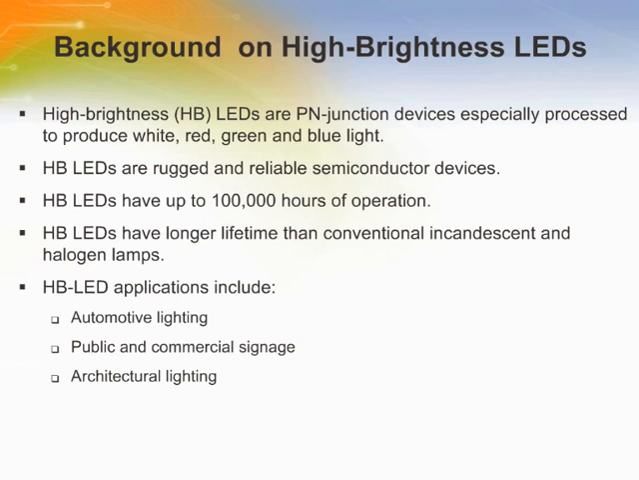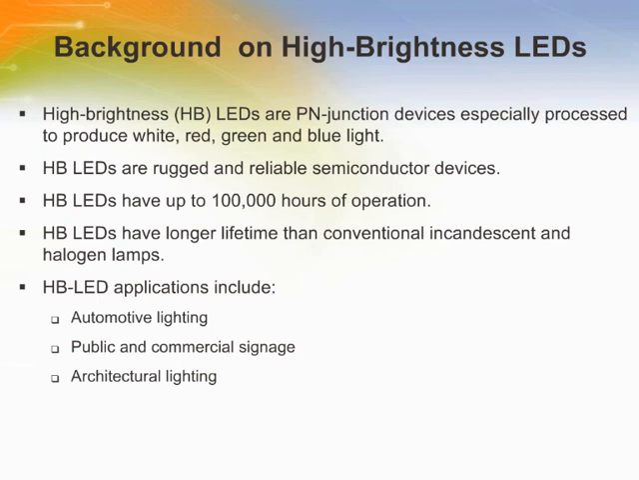In recent years, high brightness HB LEDs have gained prominence as the lighting source for a variety of applications. HB LEDs are rugged and reliable semiconductor devices capable of several tens of thousands of cycles, up to 100,000 hours of operation. That performance represents an operating life that is orders of magnitude longer than conventional incandescent and halogen lamps. Thus, HB LED applications can be found in automotive lighting, public and commercial signage, and architectural lighting.